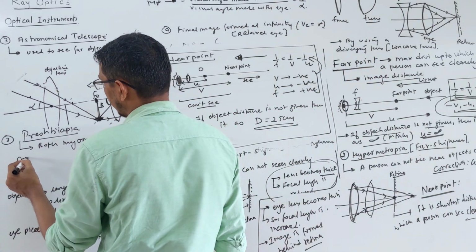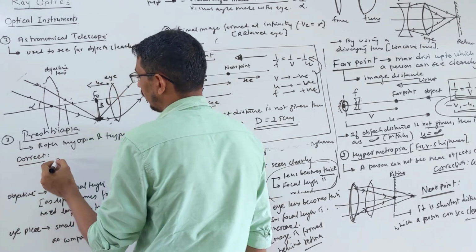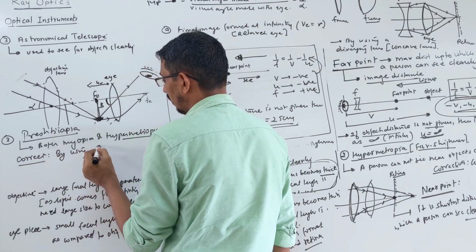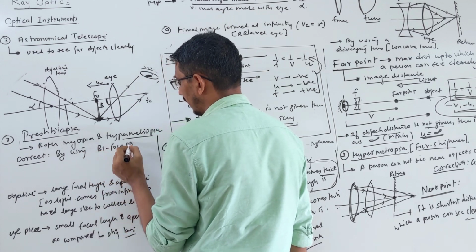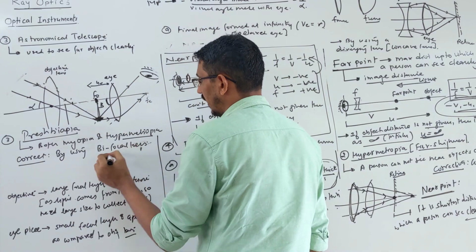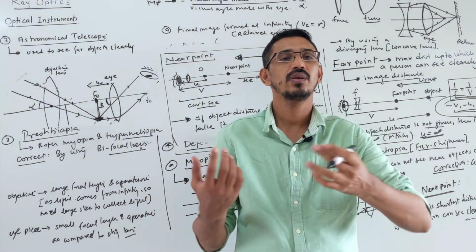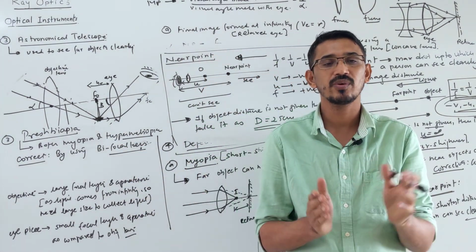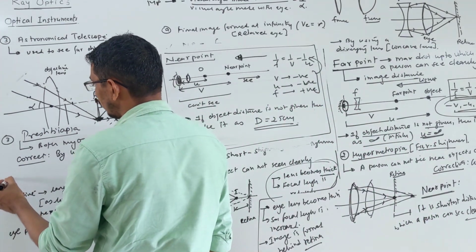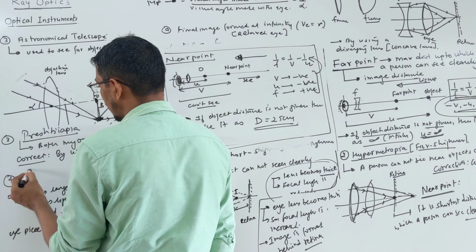How do we correct this defect? Correction we do by using a bifocal lens. Bifocal lens means both lenses will be in one lens itself, your concave lens and convex lens. Then you have another defect called astigmatism also.